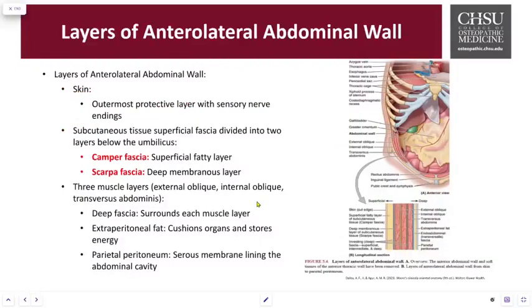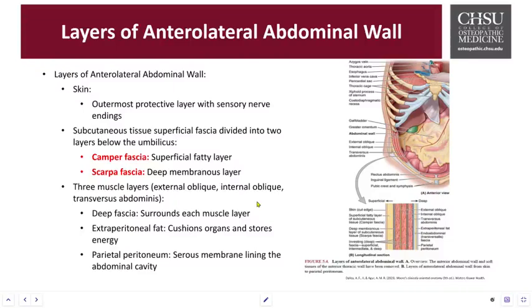Now let's take a look at the layers of the abdominal wall. From superficial to deep, the wall is organized into distinct layers. Surgeons must traverse them very carefully. Below the umbilicus, the subcutaneous tissue divides into two specialized layers. We have the Camper fascia, which is the superficial fatty layer, and the Scarpa fascia, which is the deep membranous layer. The Scarpa fascia is clinically significant because it contains the spread of fluids. For example, in certain kinds of urethral injuries, the urine may collect within the Scarpa fascia, and then spread into the abdominal wall.